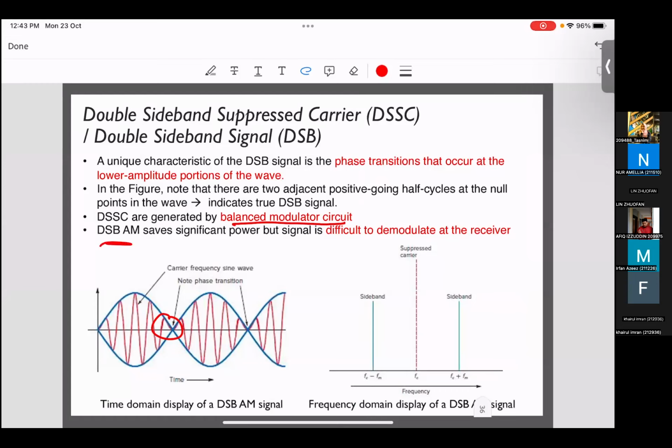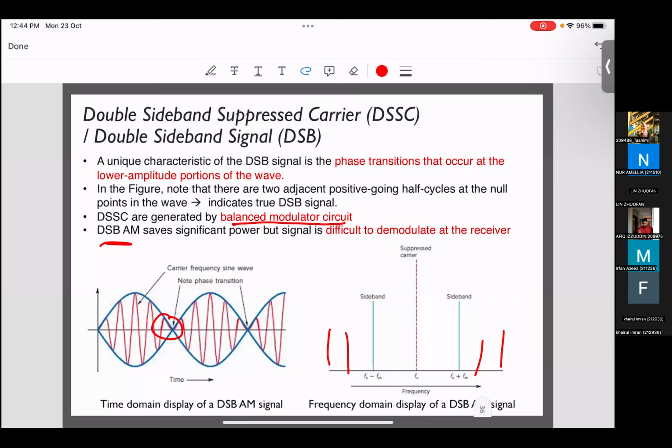DSB AM saves significant power, but it is difficult to demodulate at the receiver because the carrier is missing. When you don't have the carrier, this is going to cause problems when you want to retrieve the information, because you don't know how the sidebands were formed. It was the same case where I looked at the frequency diagram and didn't know how the sidebands were formed. So that is the same confusion. When you demodulate your sidebands, you want to know what the FC is, so you will get the FM, right?